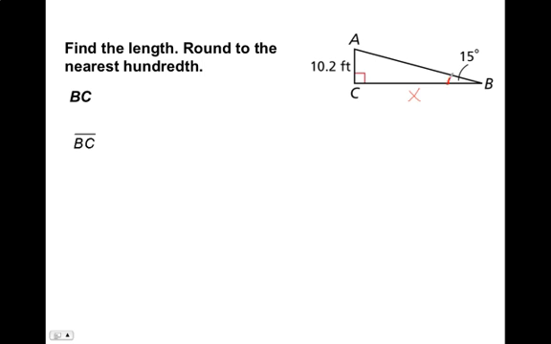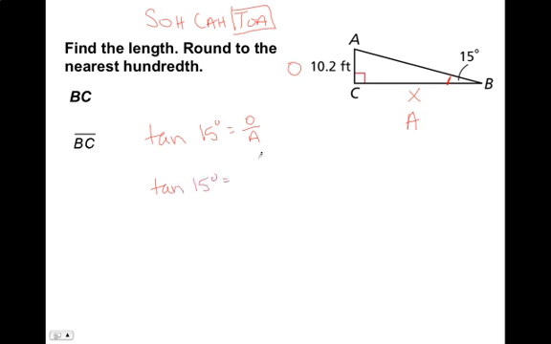We have a 15-degree angle, we have the opposite side, and we have the adjacent side. So hopefully, if you're thinking about SOHCAHTOA, you stop and think which one has the opposite and the adjacent, and you notice tangent does. So we're going to use the tangent of 15 degrees equals the opposite over the adjacent. So let's plug in what those values are. We know that the opposite side is 10.2. The adjacent is what we're trying to find.